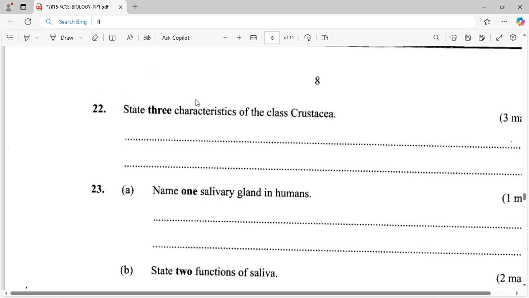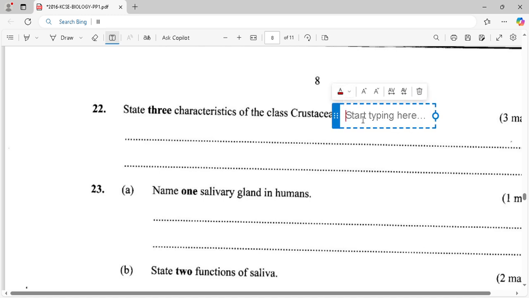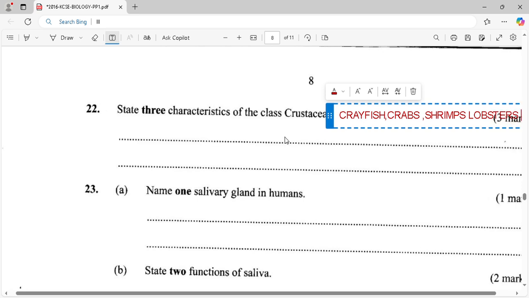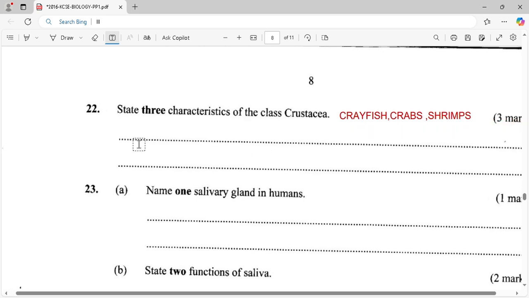Now, question 22, you are asked, state 3 characteristics of class Crustacea. Remember, you must know examples of members of class Crustacea. This is where we have things like crayfish, crabs, shrimps, lobsters. Those are all members of class Crustacea. So what are their characteristics? That is what you're being asked in this question.